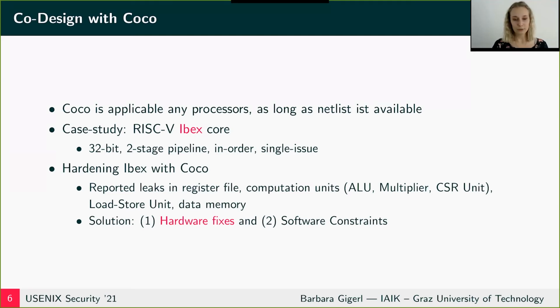And then we tried to find ways which allow us to still execute masked software without leaks. And for that, we need first hardware fixes, so changes in the CPU itself, and also software constraints, so rules our masked software has to follow.